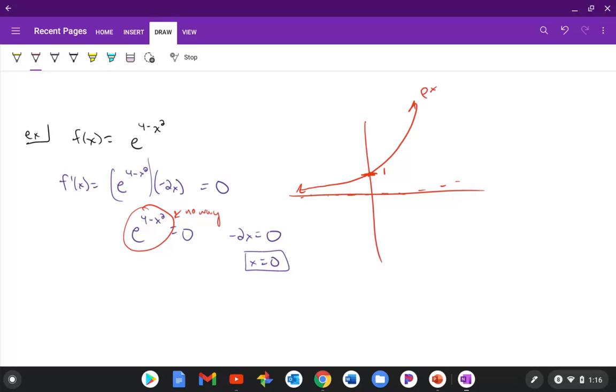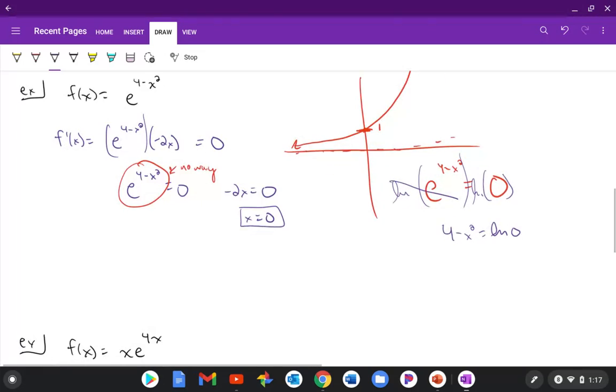The other way that you could figure this out, if you were asked to prove this, not for this specific problem, but if you were to try to solve this equation, you would take the natural log of both sides to get rid of the e, because remember, e and natural logs are opposites. So we get 4 minus x squared equals the natural log of 0. However, that's a problem also, because the natural log of 0 doesn't exist.